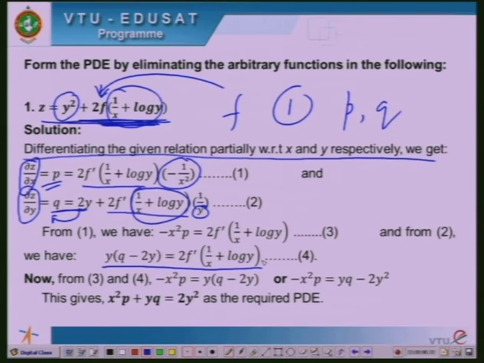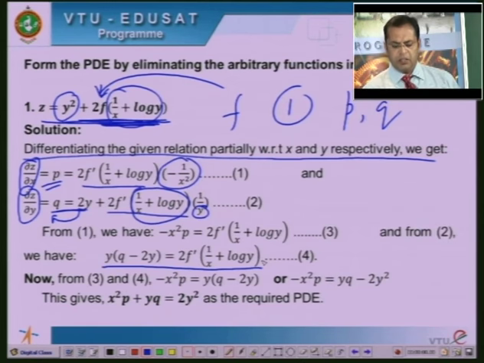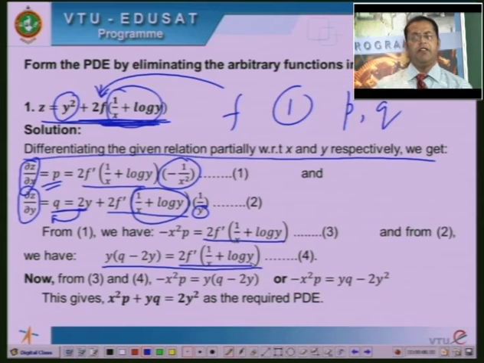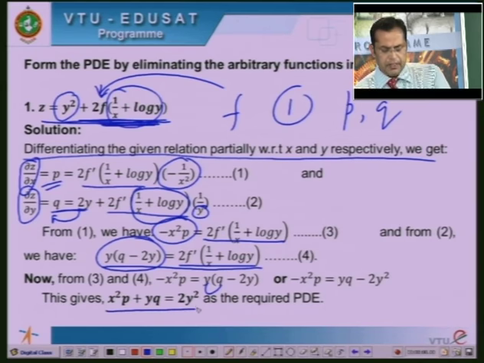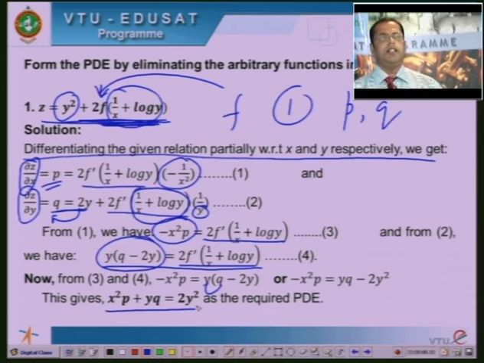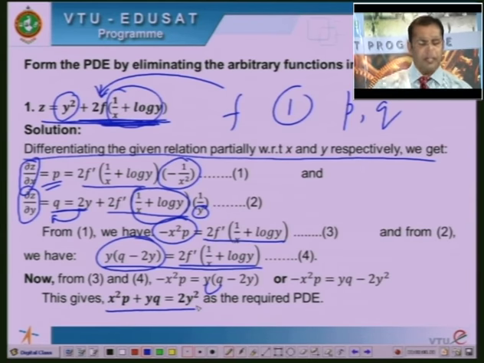Now, observe clearly that the RHS expressions in 3 and 4 are identical. So, you can just equate or you can divide and so on. Because these two are identical, we can equate the two expressions. So, from 3 and 4, minus x square p equal to y into q minus 2y, or minus x square p equal to, multiplying this y inside, yq minus 2y square, or equivalently x square p plus yq plus 2y square is the required PDE of order 1.